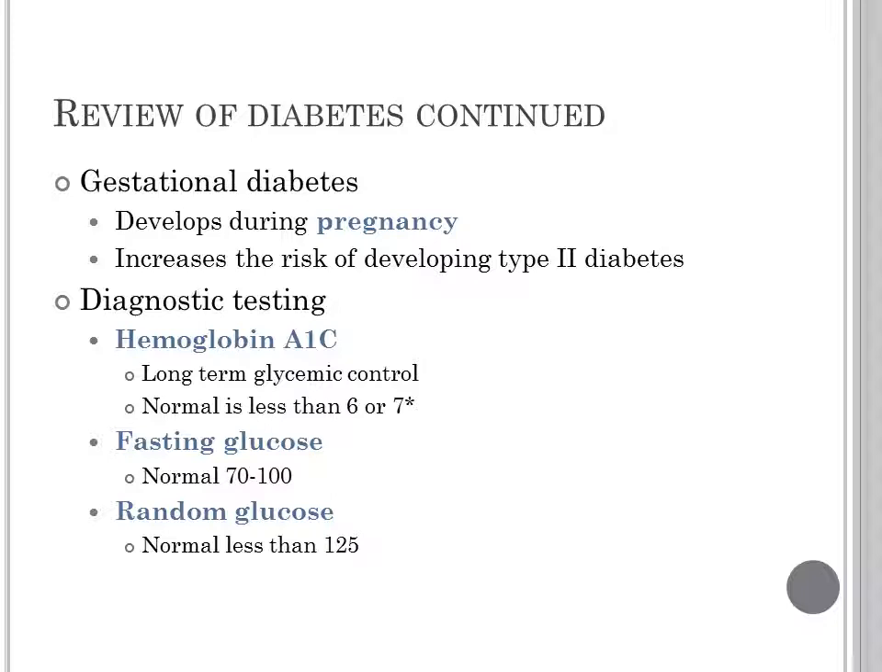So while the body may reverse itself and go back to its normal state, that's a good cue for people that, hey, you could be pre-diabetic. You might want to take extra steps to make sure that you're keeping your body healthy, because we know since you developed gestational diabetes, you're at a higher risk of developing type 2 diabetes.